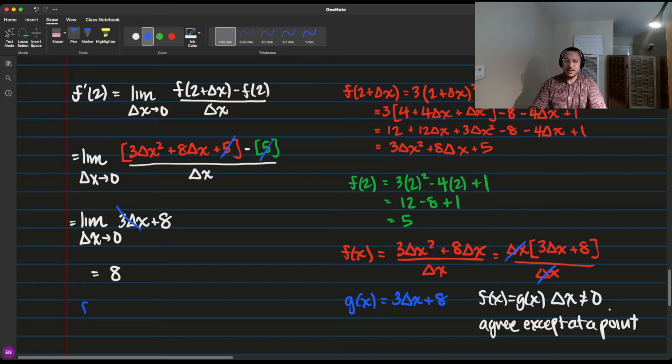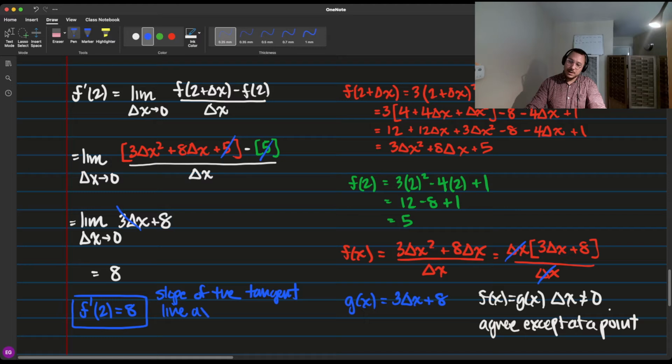So now we know that the derivative of f at 2 equals 8, which means that the slope of the tangent line at x equals 2 is 8. Boom. A lot of work though, lots of calculation.